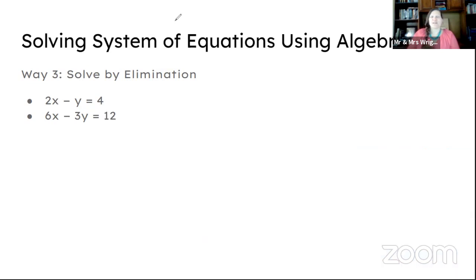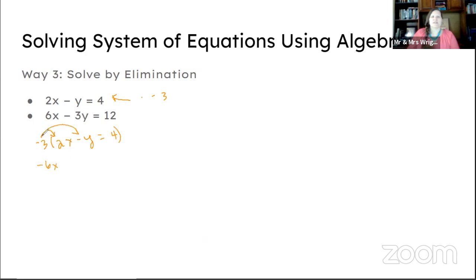Here we have 2x minus y equals 4 and 6x minus 3y equals 12. So I'm gonna do the same thing. I'm gonna multiply this one by negative 3. Okay, so negative 3 times 2x minus y equals 4. Multiply this out. Negative 3 times 2x is negative 6x. Negative 3 times negative y is a positive 3y. Negative 3 times positive 4 is a negative 12. And then I want to add my second equation plus 6x minus 3y equals 12.